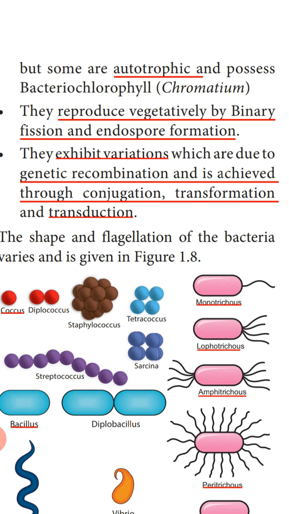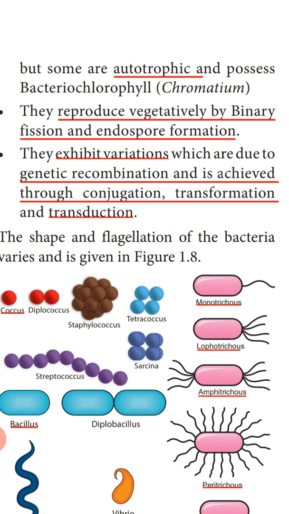Endospore formation takes place only in adverse conditions, when the conditions are not suitable. Inside the cell, a thick cell wall is laid to withstand the unsuitable condition. This is called a spore, and the spore is called an endospore. So, the reproduction of bacteria takes place either by binary fission, or during unfavorable conditions, it produces the endospore.